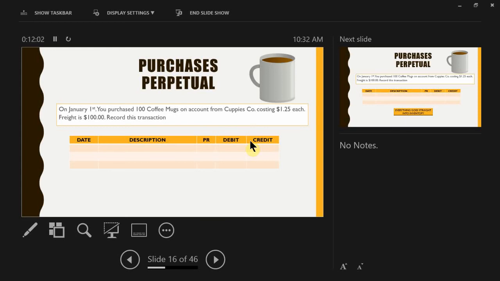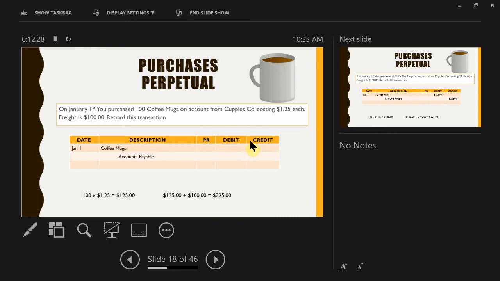Debit coffee mugs. Yes, debit coffee mugs. All right, and what else? What's my credit going to be? Payable. Yes, because the key word is that you placed it on an account. So again, we also have to recognize that everything is going to go into inventory. So if everything's going to go into inventory, my coffee mugs are going to be there and my accounts payable.